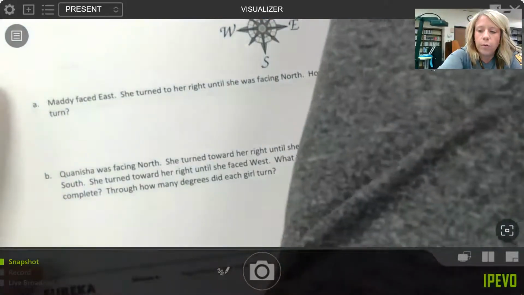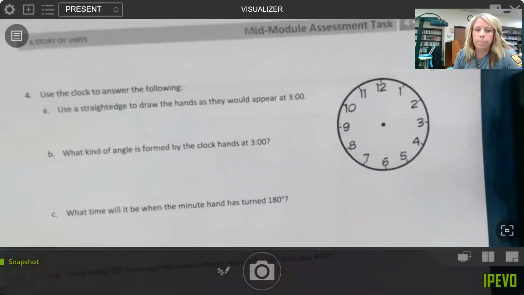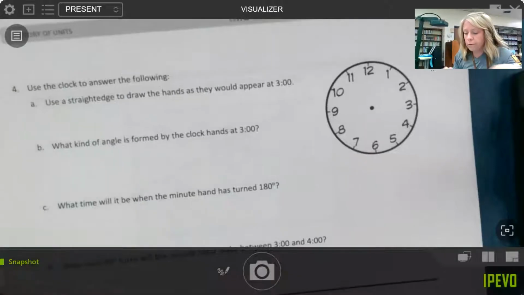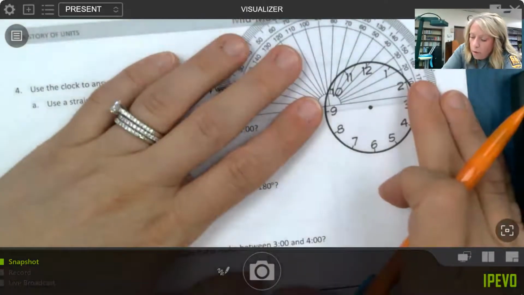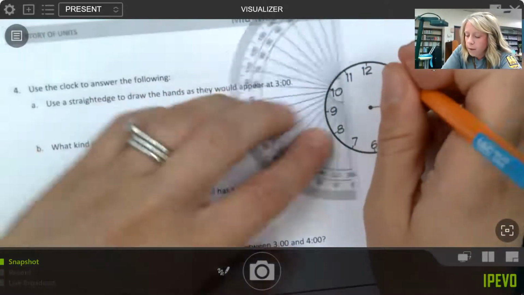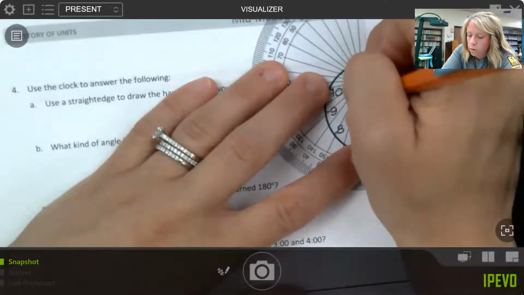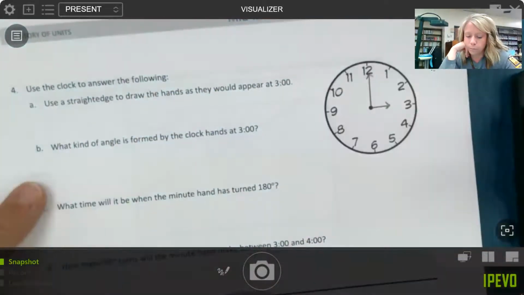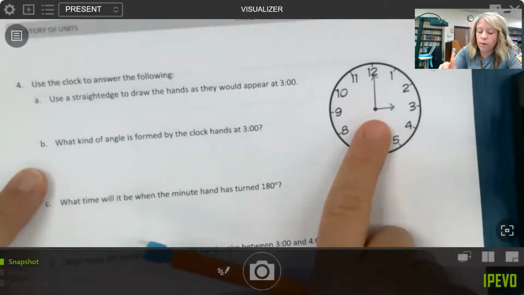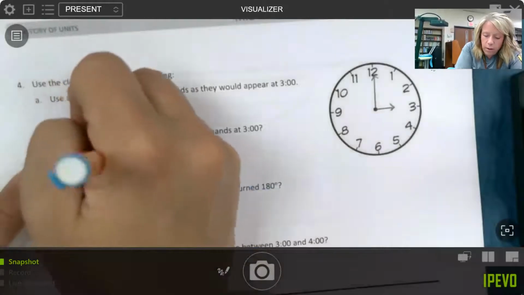Let's move on to number 4. We're going to use a clock to answer the following questions. Use a straight edge to draw the hands as they would appear at 3 o'clock. So I want my small hour hand pointing to 3, and my big hand, my minute hand, long hand, pointing to 12. There's 3 o'clock. What kind of angle is formed by the clock hands at 3 o'clock? It looks like an L. It's a perfect 90-degree angle. So this is a right angle.